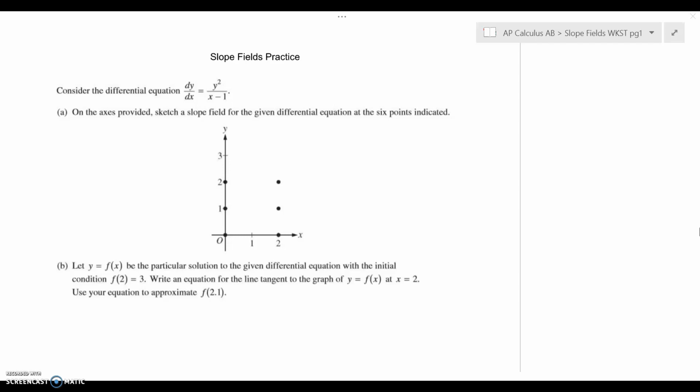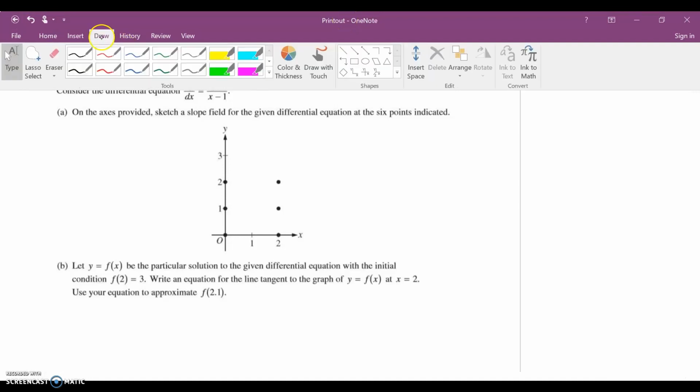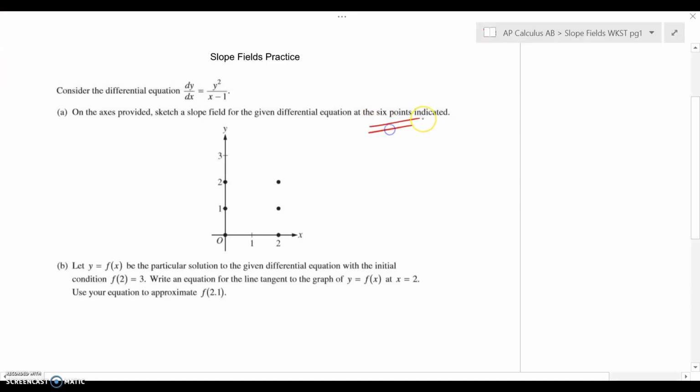So in this one, we're given an actual slope field, and like I talked about in the previous video, the AP has put dots where they want you to draw little slope slashes, and they've asked you specifically within the directions to do 6 of them. So let's grab a red pen, and we're going to draw 6 points indicated, and we've got our differential equation right here that tells us what the slopes are worth. So let's start at 0, 0.